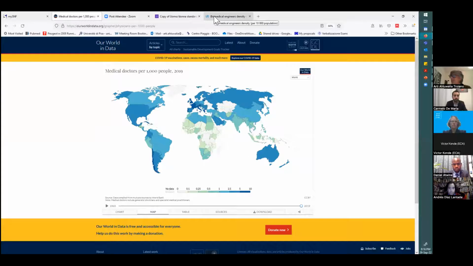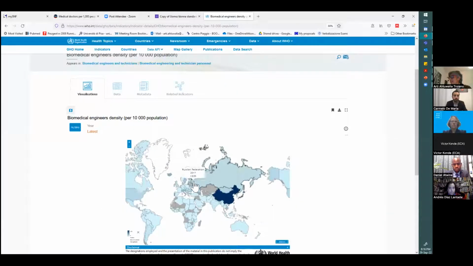So I'm just going to the internet data because it's easier to look at. It's much more interactive. These are biomedical engineers per 10,000 of the population. Okay, so for instance, 0.06 per 10,000 in Libya. So that is just going to be my pitch here, the fact that we really, really need to work on valorizing the role of biomedical engineers and valorizing the role of medical technology in bringing about health equity.